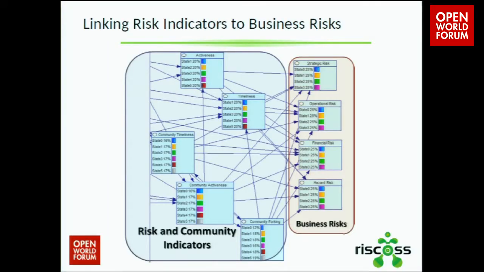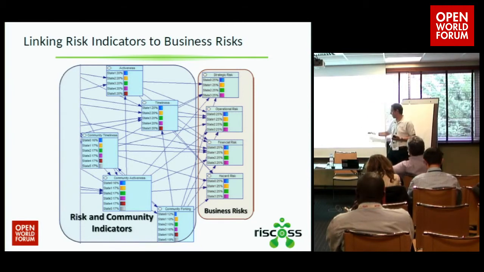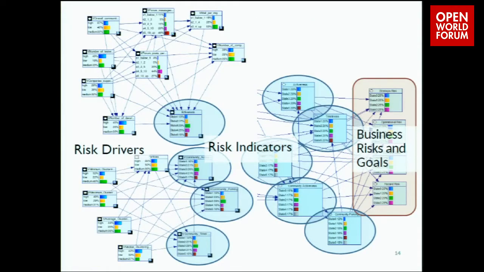And then these risk indicators, like activeness, here I'm showing, for example, timeliness or the community's activity, we link them with business risk. So operational risk, financial risk, whether it's going to be more complicated to manage, etc. And this is how we can go from the basic raw data from running and developing a project to something that will be understandable by management, by executives, people who are not technical but are able to make decisions.